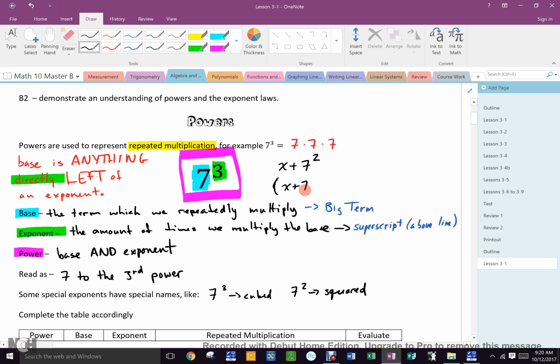X plus 7 squared. What's the base? Jordan. X plus 7. Does everybody see that and understand what I mean? A great many of you will forget that. I'm going to do 2 more. What's the base?